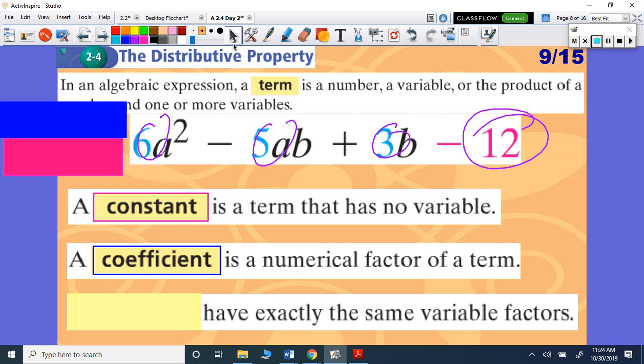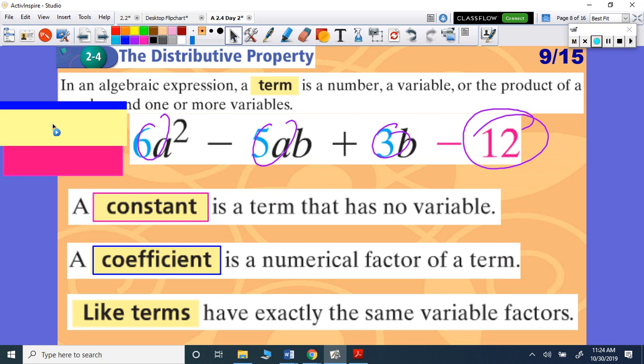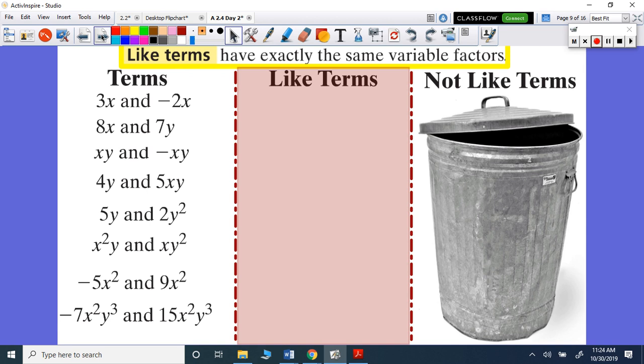You can combine terms that are called like terms, that have exactly the same variable factors, or the same letters. Nobody up here has the exact same letters, so I am not going to combine them. Yesterday we distributed. Today we're going to combine like terms. Next Wednesday we're going to put it all together.